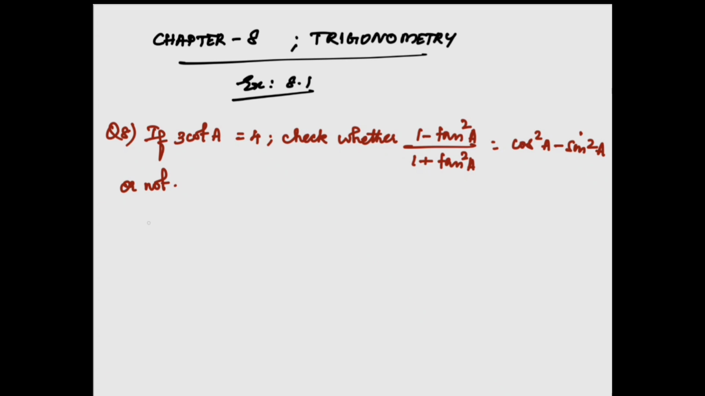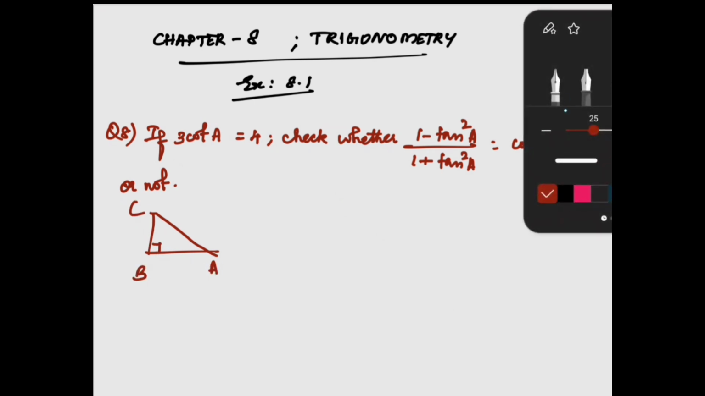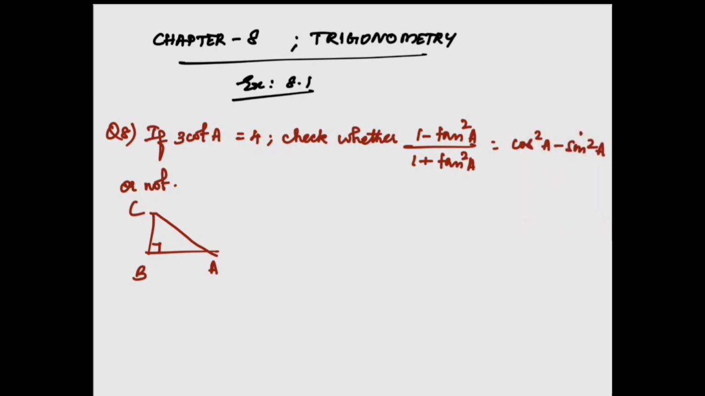Let us consider a triangle ABC right angled at B. Given 3 cot A is equal to 4, which gives us cot A is equal to 4 by 3, that is adjacent by opposite, 4 by 3.